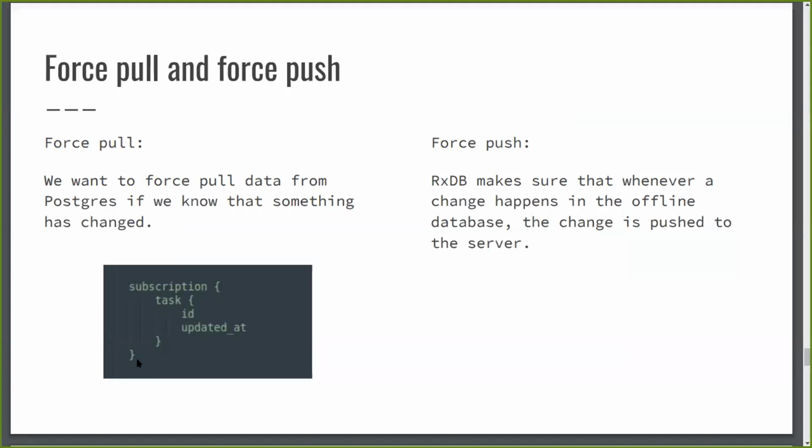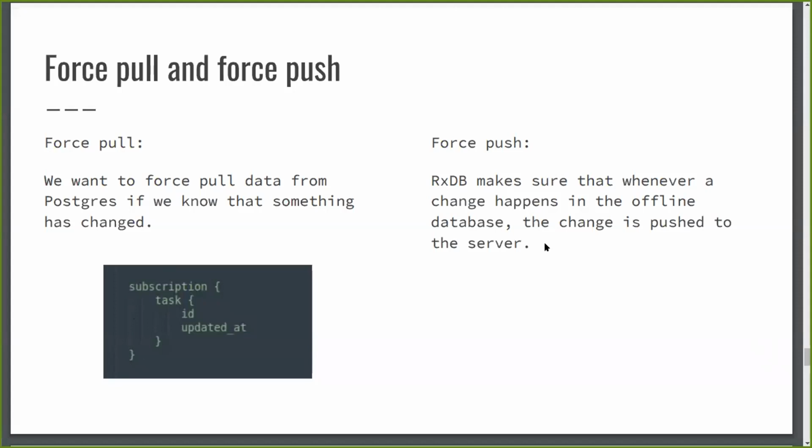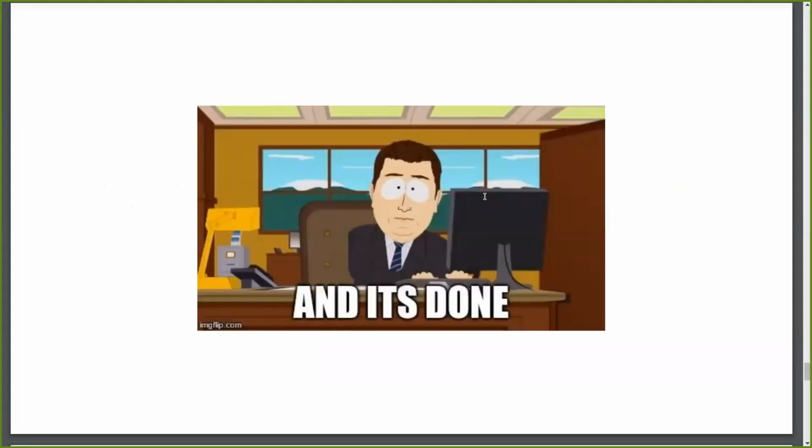So our client can be subscribed to the task table from Postgres, and if something changes, we can take a pull. Similarly for push, we want to keep the remote database fresh, so whenever something changes in RxDB, a force push should happen. Apart from force push and force pull, there is a fixed interval at which syncing happens. But force pull and force push happen only on special occasions. Force push we don't really have to worry about because RxDB takes care of it. So that is roughly it about the architecture.